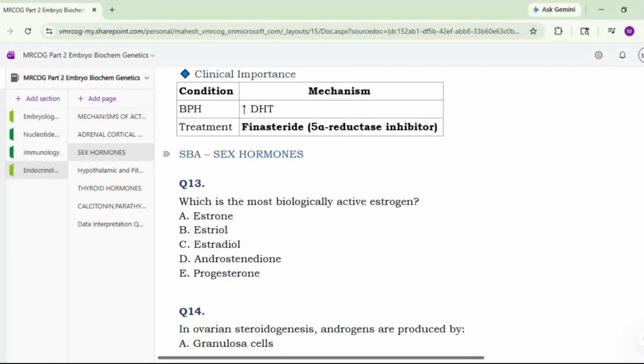Okay, so we have a few questions about the sex hormones. Doctor, can you please read the questions? Yes, sir. What is the most biologically active estrogen? Sir, option C, estradiol. Estradiol, correct. Next.